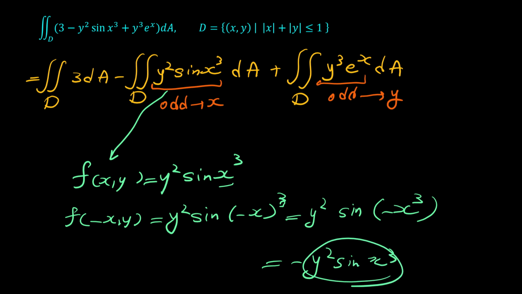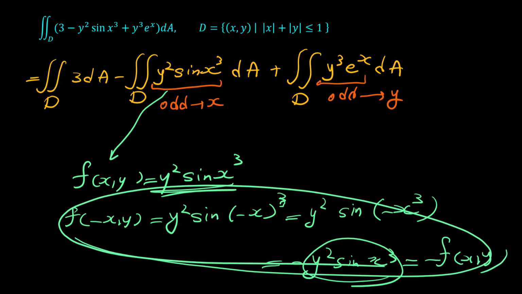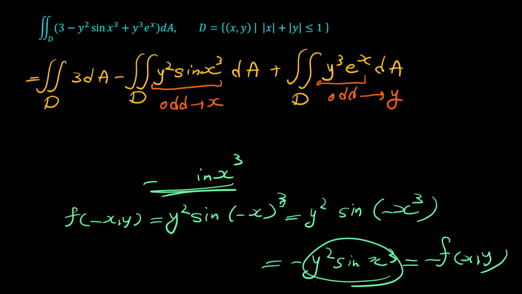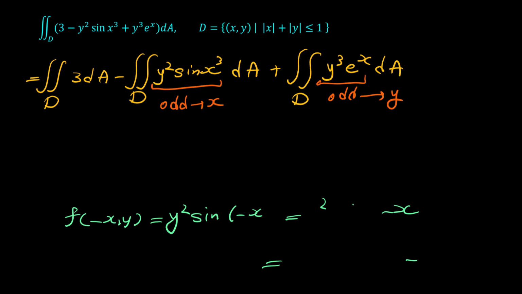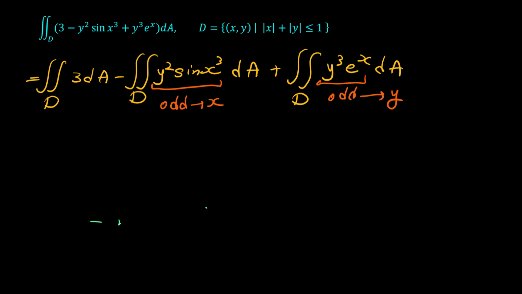This is the original function. This is f. So this equals negative of f of x and y. So this shows that f is odd. So y^2 sine of x^3 with respect to variable x is odd. And easily you can check that this function is odd with respect to variable y. It is very simple.